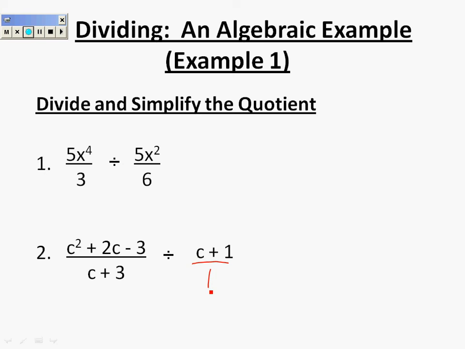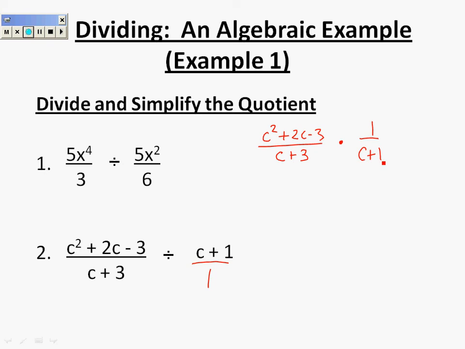And we're still going to flip that one, right? So it's going to be keep the first fraction exactly the same. So it's still going to be like this. Change the division to multiplication, and then flip that second fraction over. So now it's the reciprocal of c plus 1. It's 1 over c plus 1. And then after that, we factor.